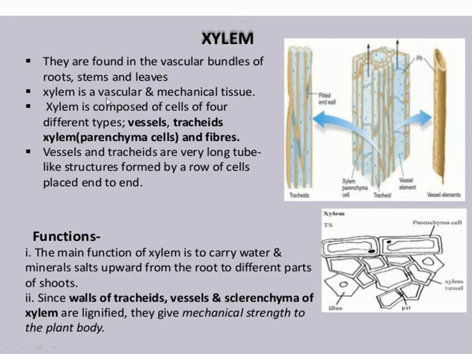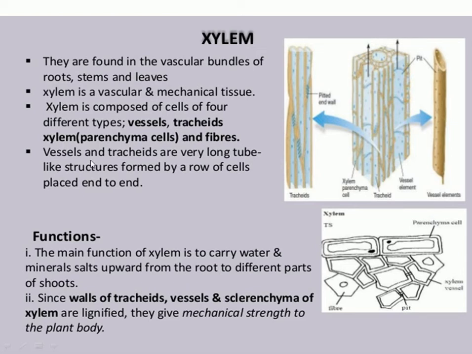So xylem is a vascular and a mechanical tissue. Why is it called the mechanical tissue? Because in the xylem there are tracheids and fibers present. Both tracheids and fibers are the dead cells of the xylem, because there is lignified thickening present on the walls of tracheids and fibers. So they provide the mechanical strength inside the plant.